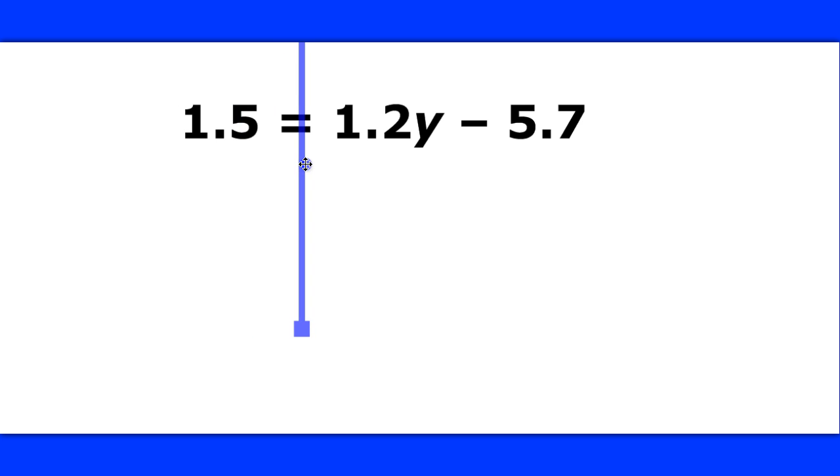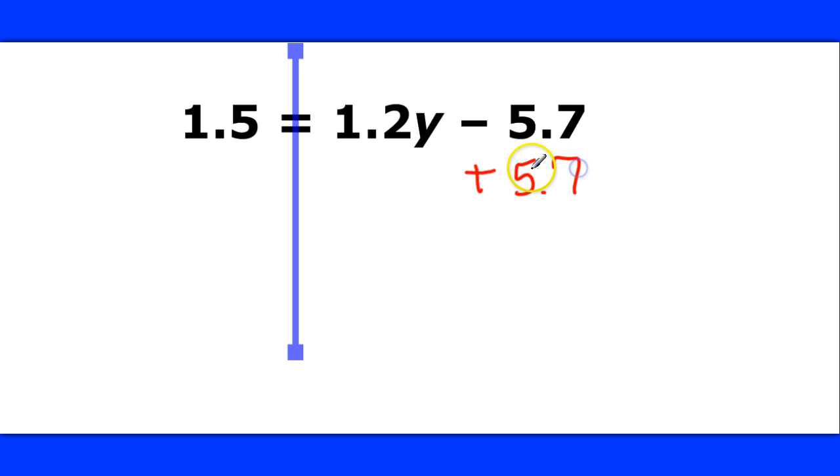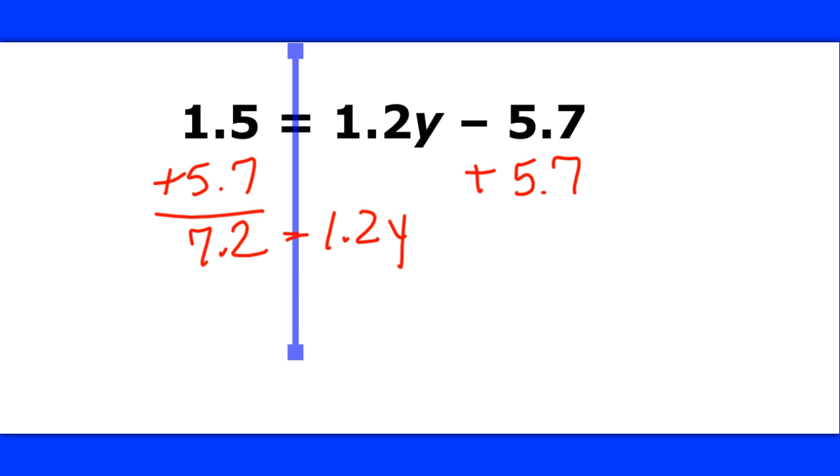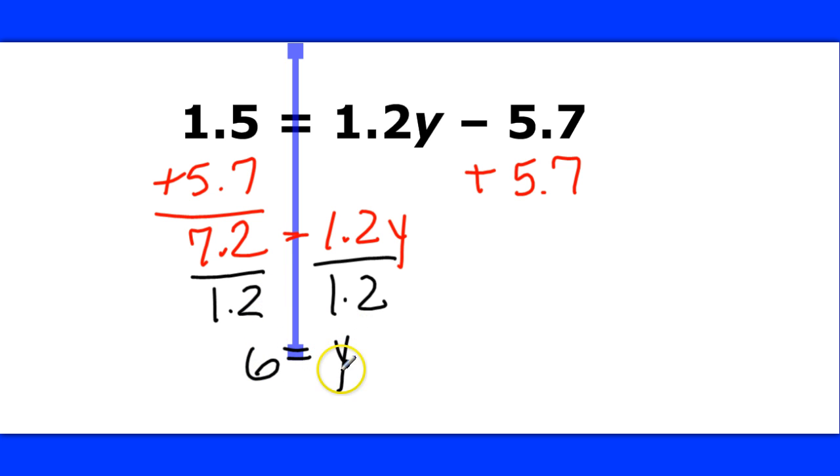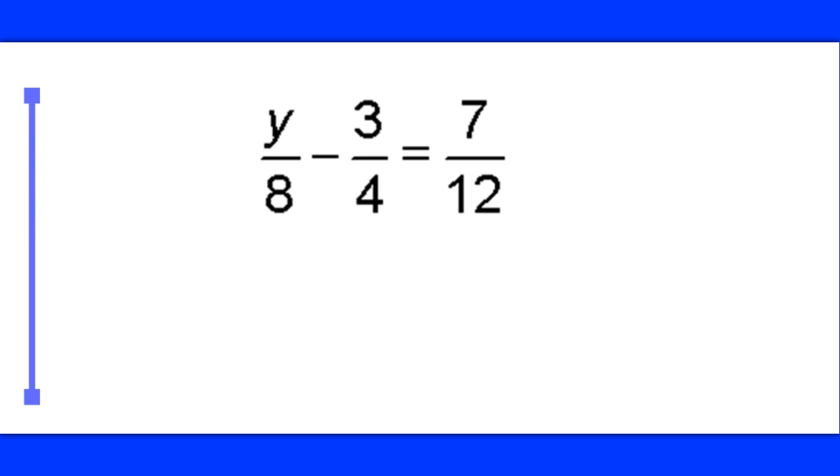All right, so here it is with decimals. Doesn't change what you do. Add 5.7 to both sides. That's going to give you 7.2 is equal to 1.2y. Divide both sides by 1.2, and that gives you y is equal to 6. You'll notice how I leave the variable on the side where it started. Okay, and that way I'm not flipping things back and forth.